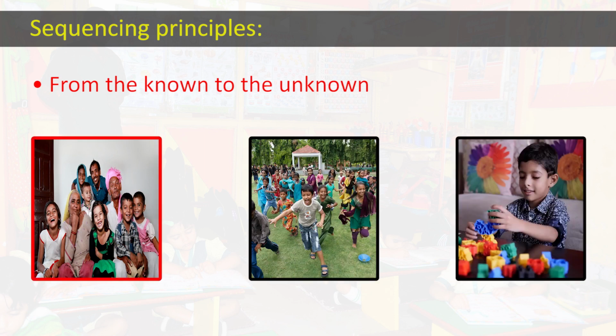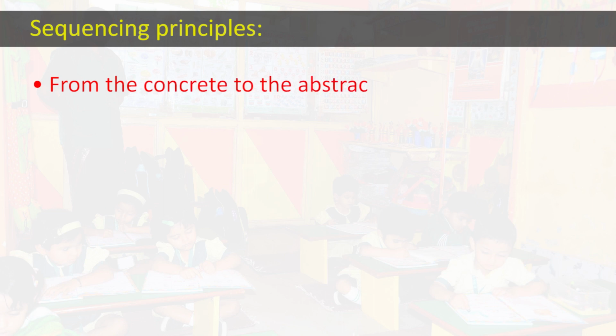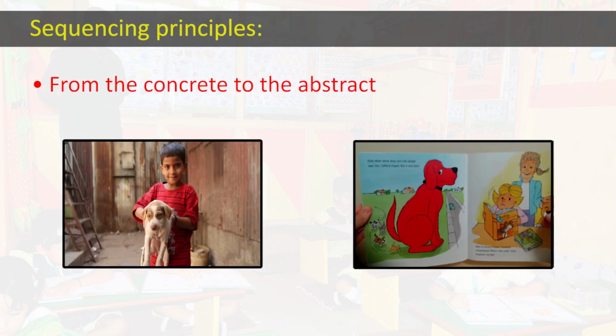For example, first the children will learn about the happenings within their family in their daily lives. Next, they will explore what happens around them in society, and subsequently children will be ready to learn about things that are not familiar to them. From the concrete to the abstract. That means young children will learn when they can explore through seeing and touching real things, and later will be able to understand the pictures of things they see in real life.